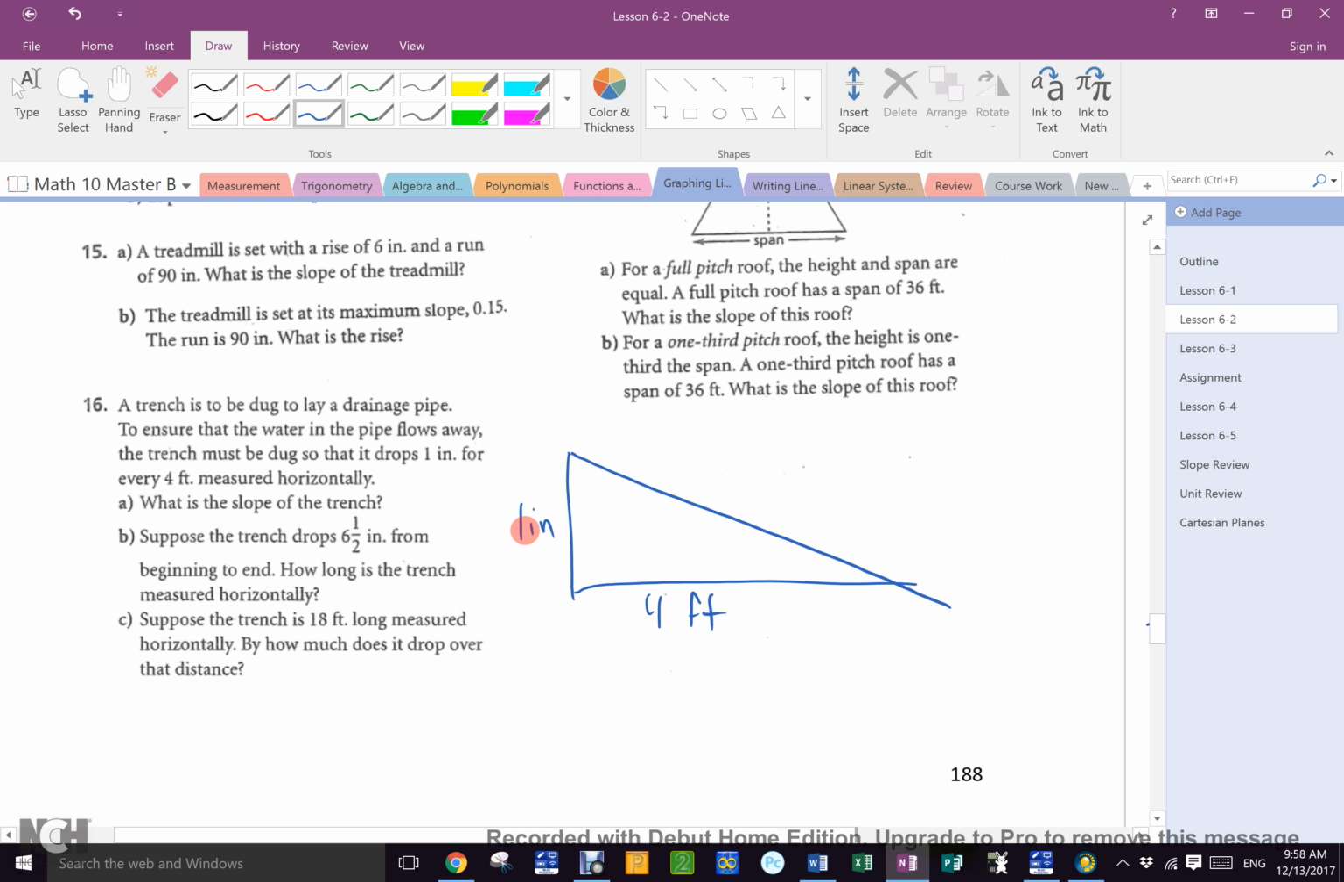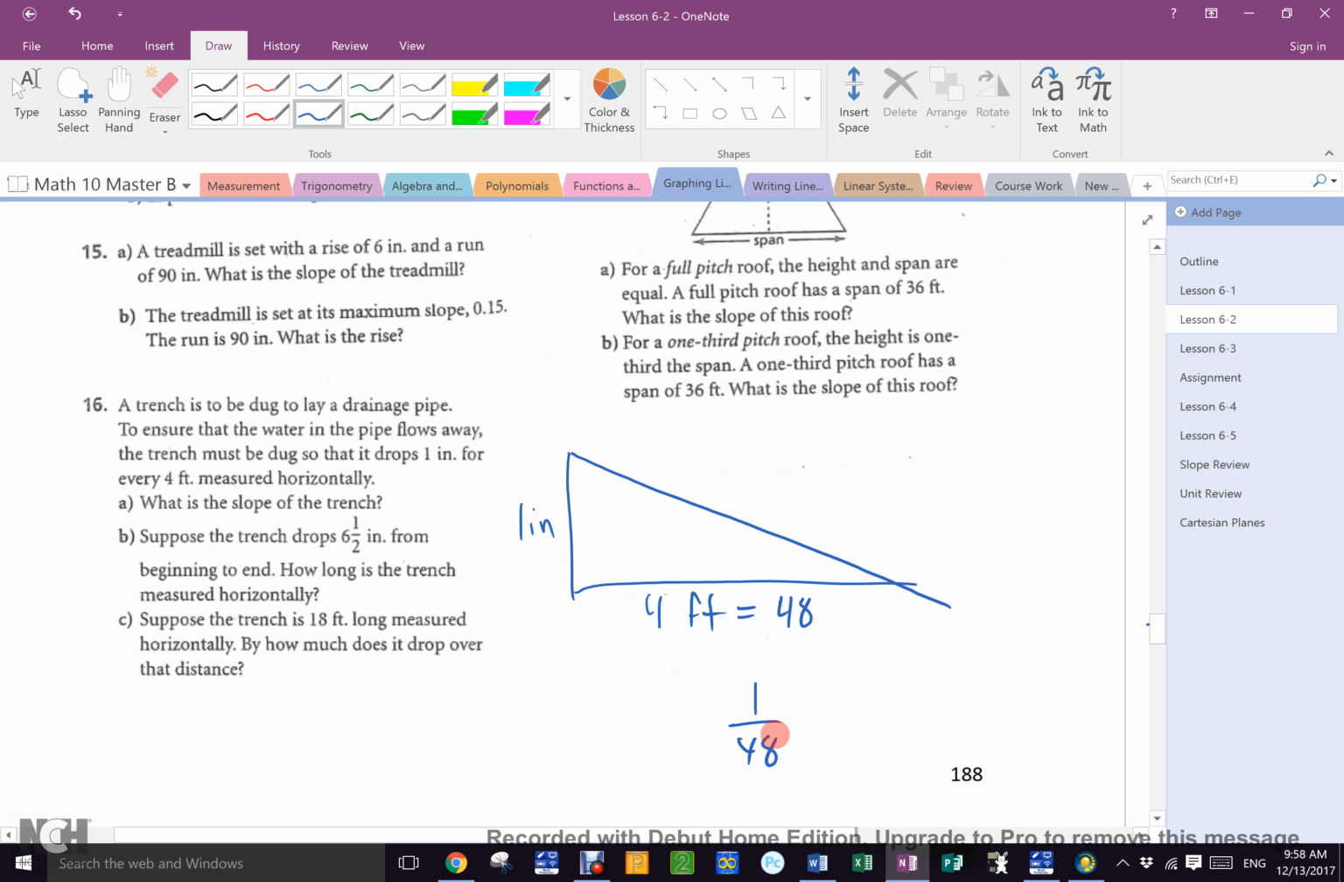Are they the same scale? No. So it's just like if we did a graph with different scales. So can I do 1 over 4? No, I have to change this to inches, which is what? 4 times 12, which is 48. So now what's the slope? Rise over run. 1 over 48.